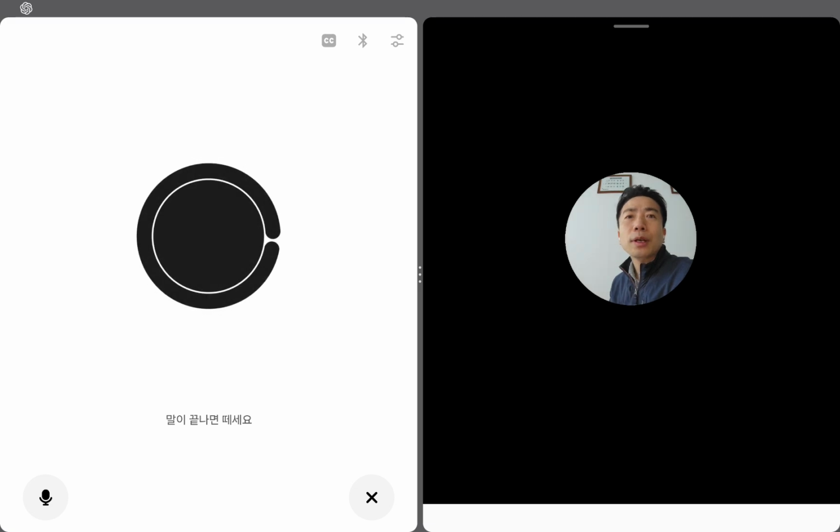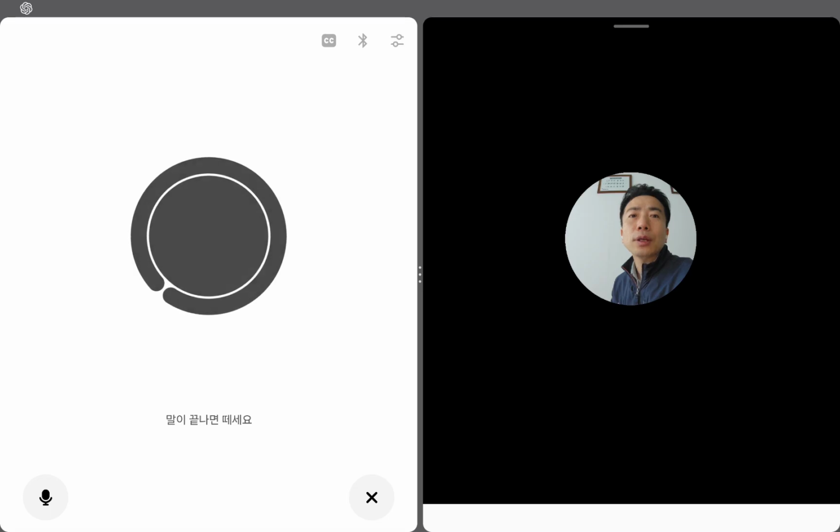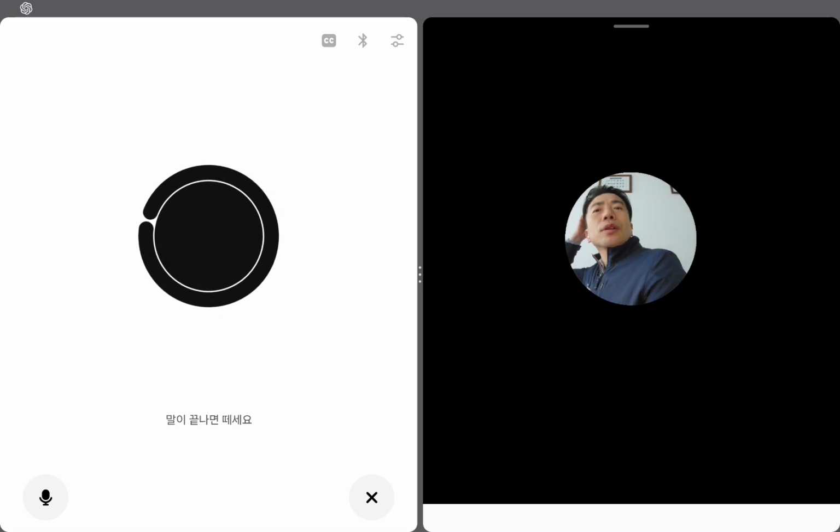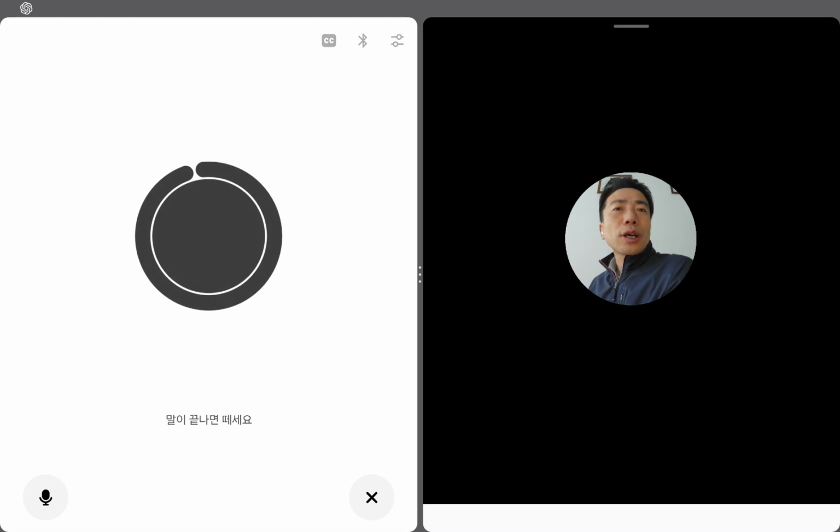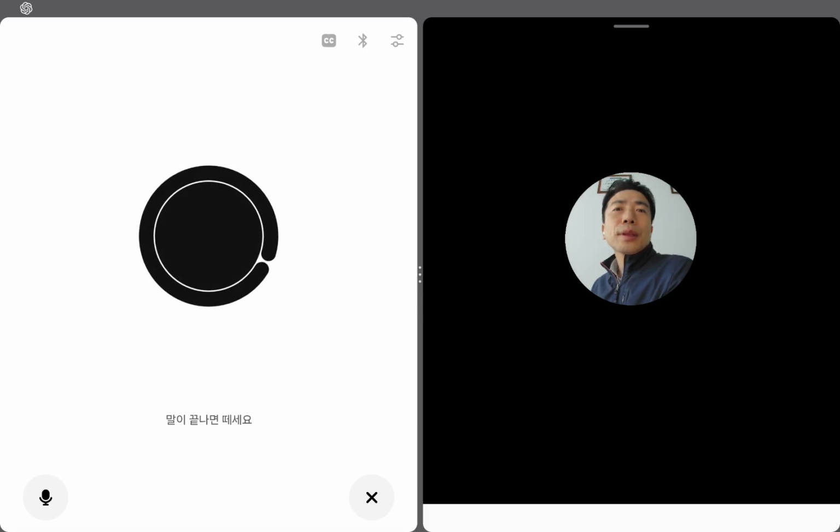Okay, let's move on to the next one. Number three, the prototype in shutdown. The prototype in shutdown state does not automatically start up.